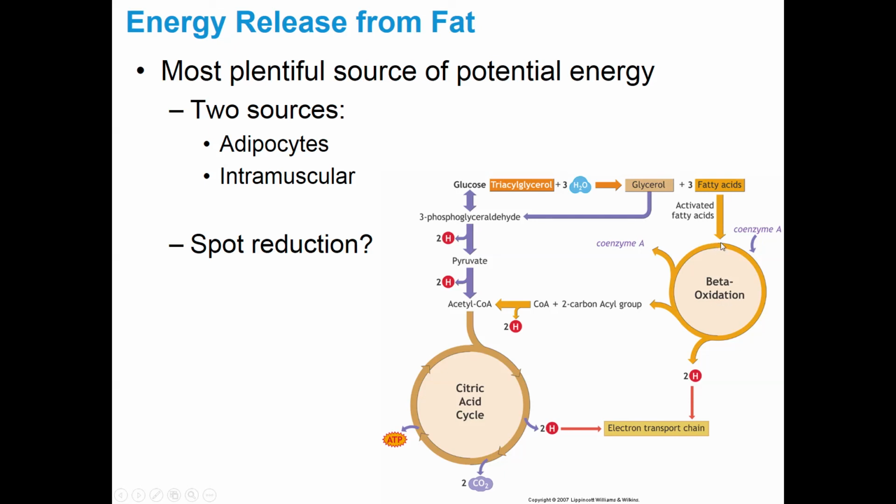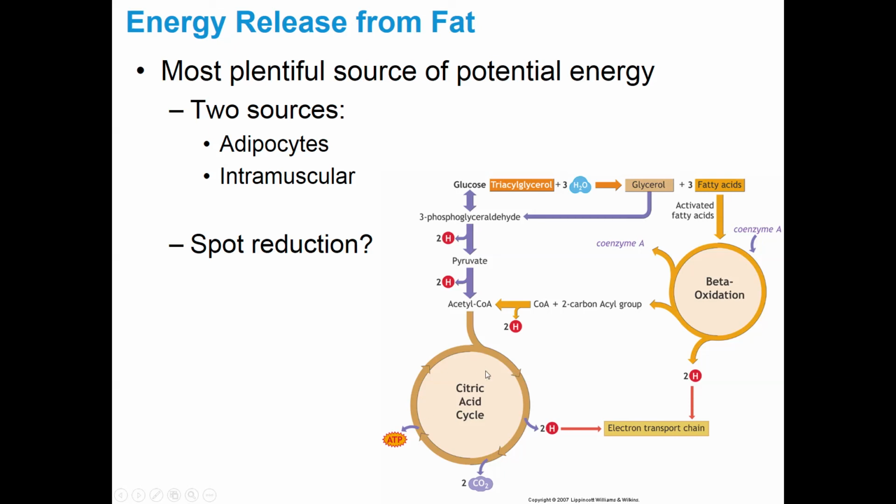So if we have a chain of 18 carbons, we're going to break that down into 9 2-carbon fragments. And then once we've done that, those little 2-carbon fragments come into the citric acid cycle just before it starts. They come in as acetyl-CoA, just like pyruvate, the end product of glycolysis, which we then make into acetyl-CoA. Fat's going to come in at that step, and then the acetyl-CoA goes through the citric acid cycle.